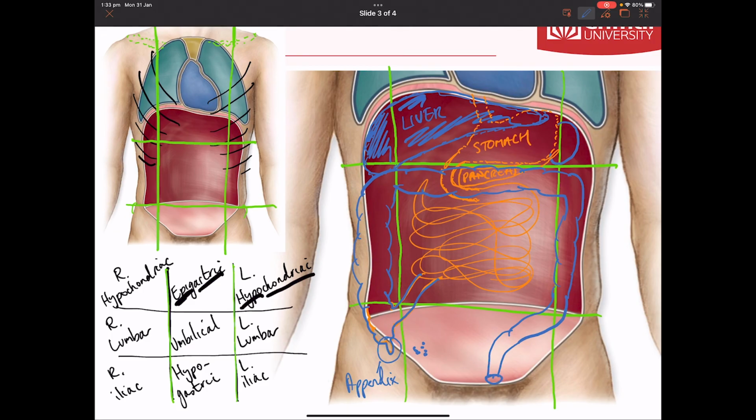So what we can see is a whole bunch of various structures and where they sit within these nine regions of the abdominal and pelvic cavity. And so hopefully this gives you a nice introduction to the various cavities of the body, but also some of the structures that sit within the cavities of the body.